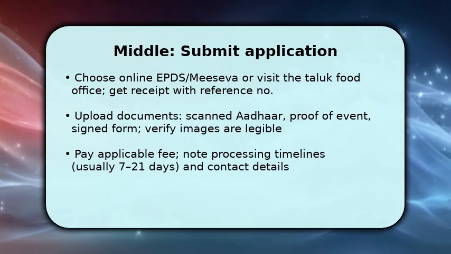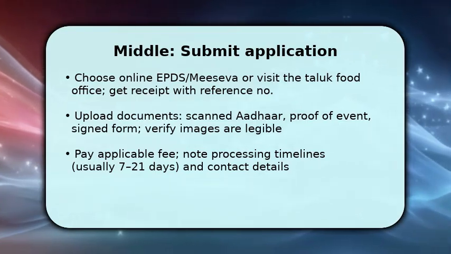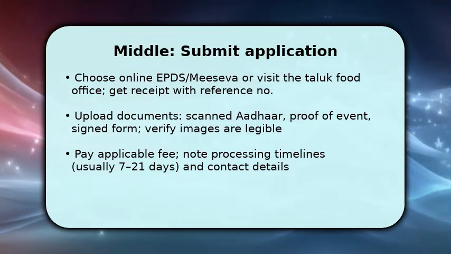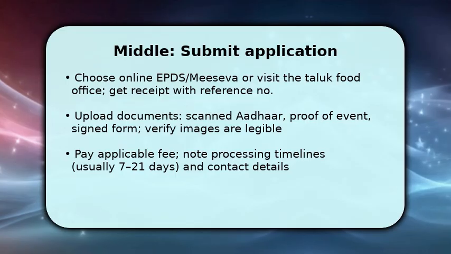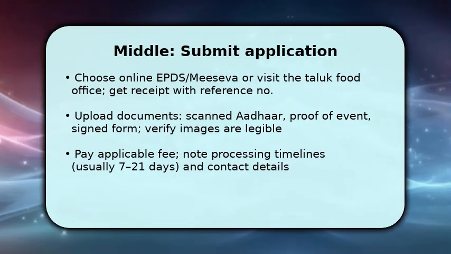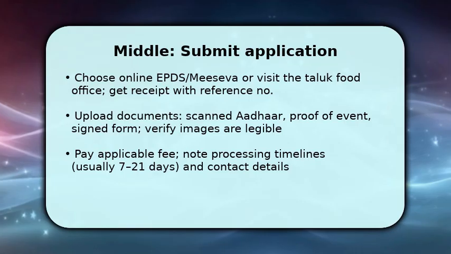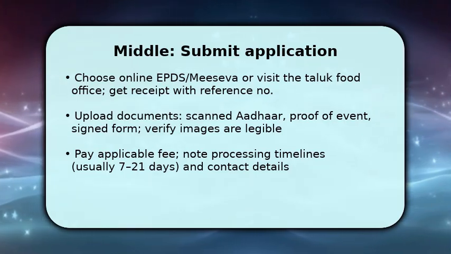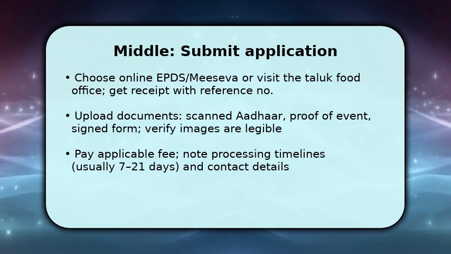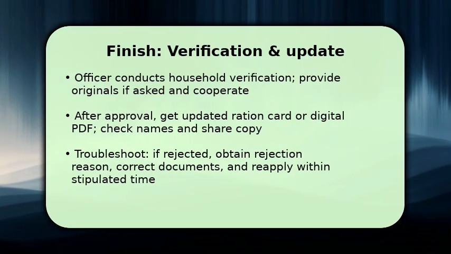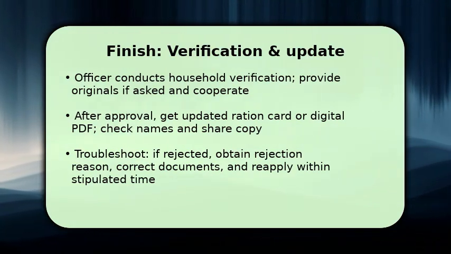Once you pay the nominal fee, obtain the acknowledgement and reference number. This is critical for follow-up. Make sure to record the expected 7 to 21 day processing window and the officer's contact so you can check status if verification stalls. You'll complete the process when the food department verifies the household and approves the change.